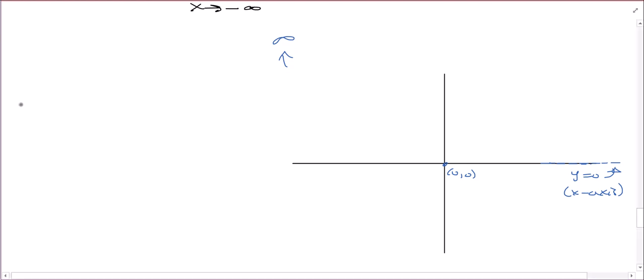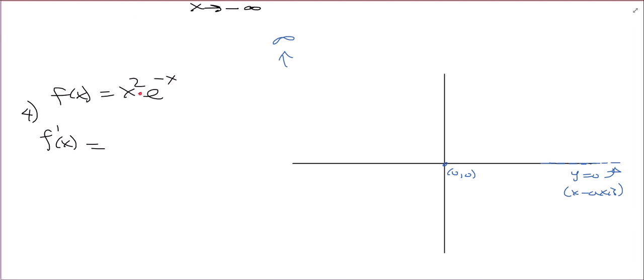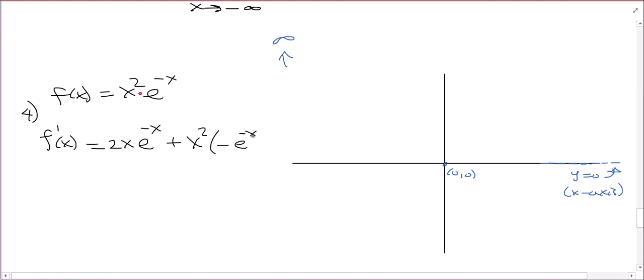Now let's look at the increase and decrease, which is the fourth step. We know that our function is x squared e to the negative x, so we find the derivative to find critical numbers. That means we need to use the product rule. You have x squared times e to the negative x. The product rule says the derivative of the first, so 2x, times the second left alone, plus the first, which is x squared, times the derivative of the second. And let's simplify that.